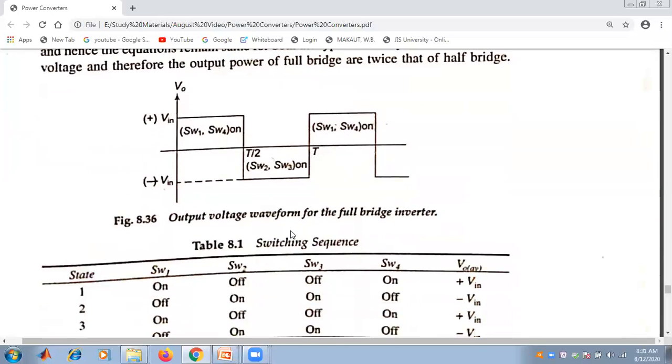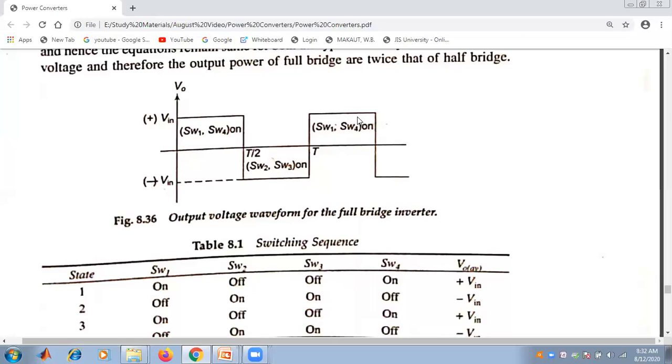So it is clear from the output voltage waveform of the full bridge inverter that it varies from plus V in to minus V in, with the same interval. When switch 1 and switch 4 are on for the interval 0 to T by 2, the output voltage is plus V in, and for the interval T by 2 to T, the output voltage is minus V in when switch 2 and switch 3 are on.